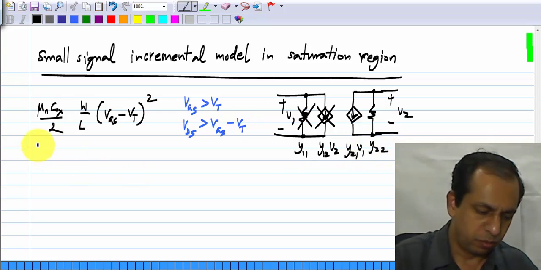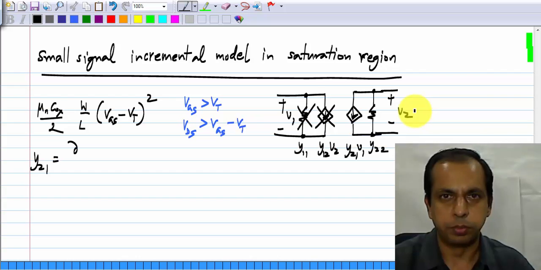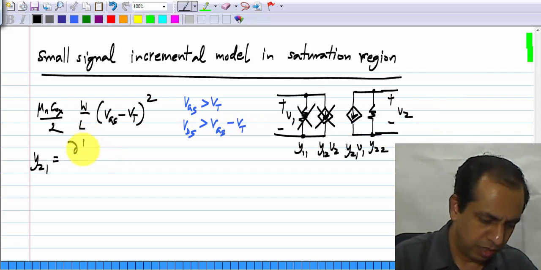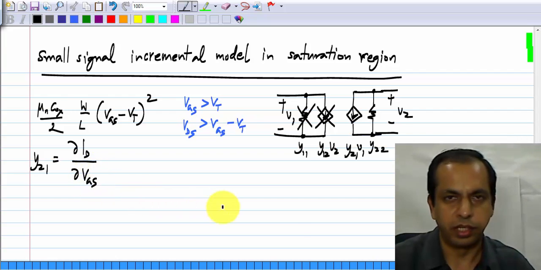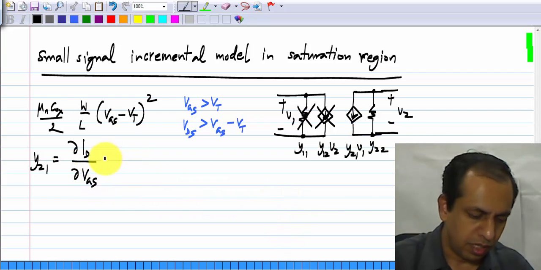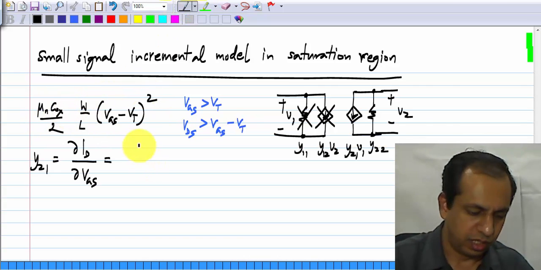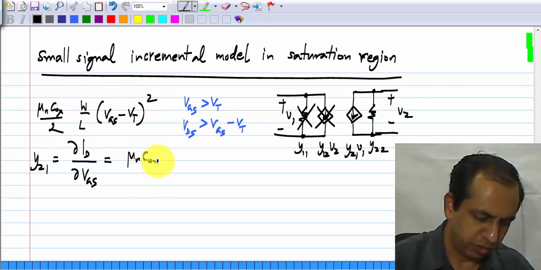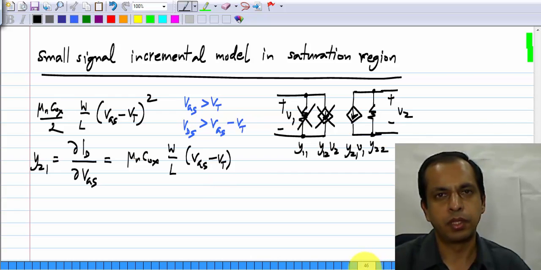And Y21 is the partial derivative of I2 with respect to V1, or ID, the drain current, with respect to VGS, the gate source voltage. And that we can easily get by differentiating this, and it is equal to mu n Cox W by L times VGS minus VT.